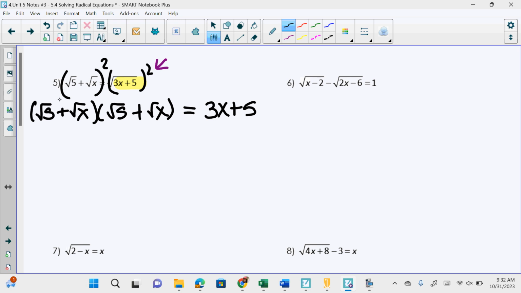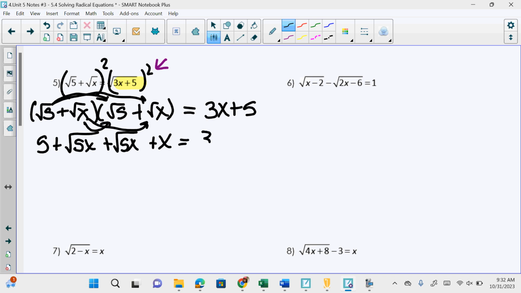So we distribute on the left-hand side. Square root of 5 times square root of 5 is 5. Square root of 5 times x is the square root of 5x. X times square root of 5 is the square root of 5x. And square root of x times square root of x is x. And now I have a brand new radical square root equation.